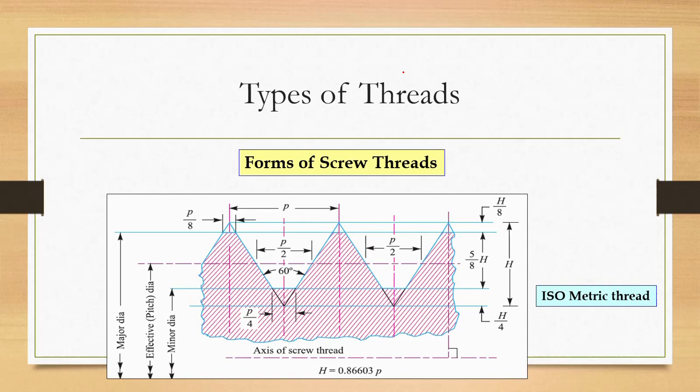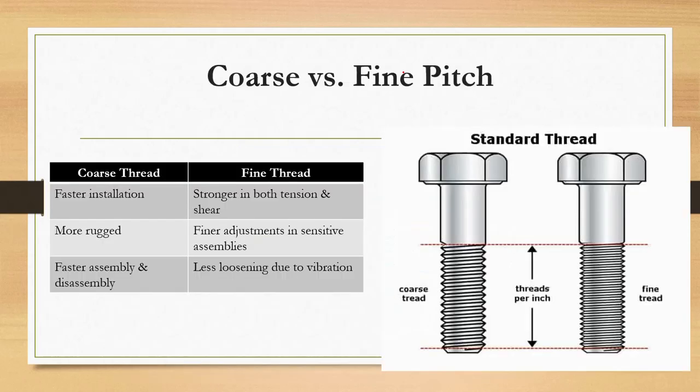Okay. These are the ISO metric standard threads. Again, these standards are available. Now both have their own advantages and disadvantages. Coarse thread is generally very good for faster installation because it can be opened very quickly. It's more rugged and can be used in rough environments and humid environments. It assembles very fast. Whereas fine threads are stronger than coarse threads.